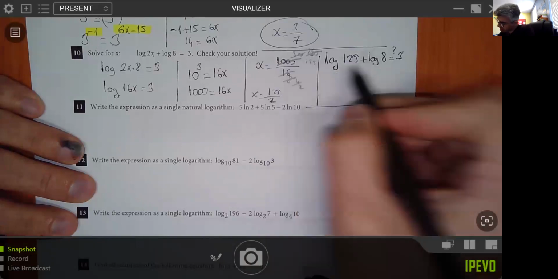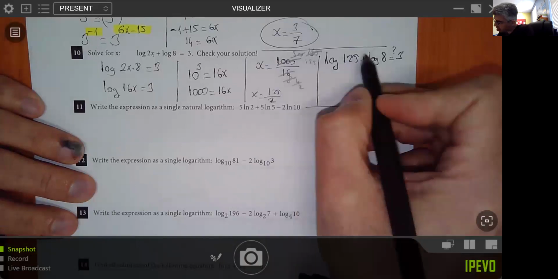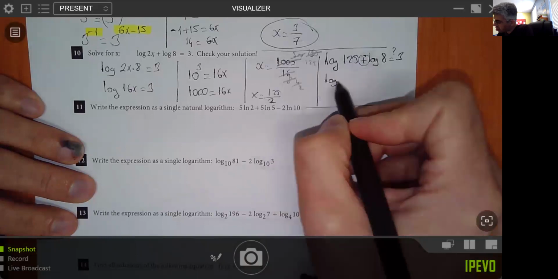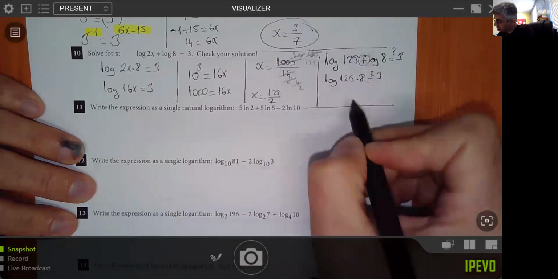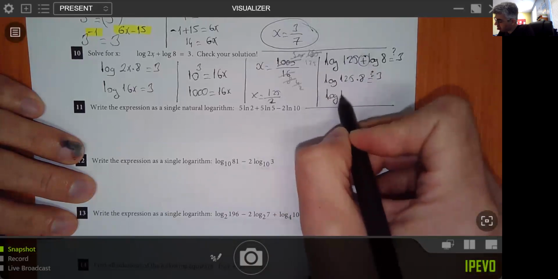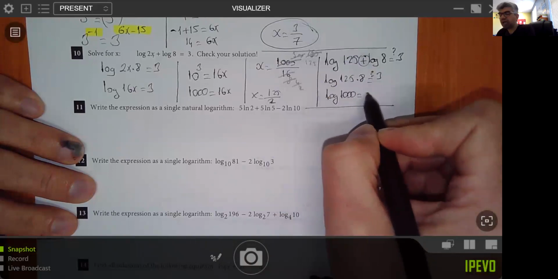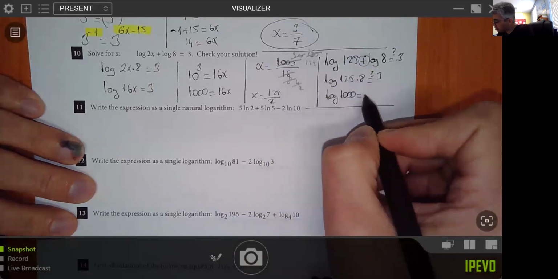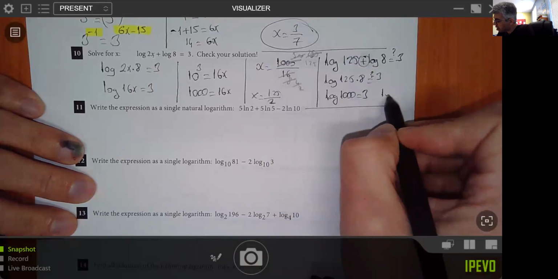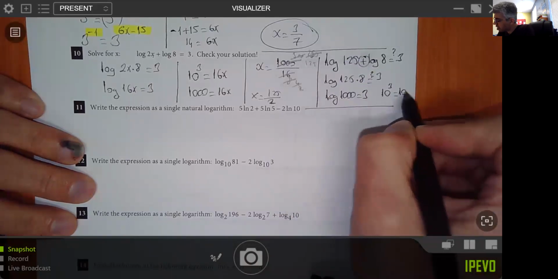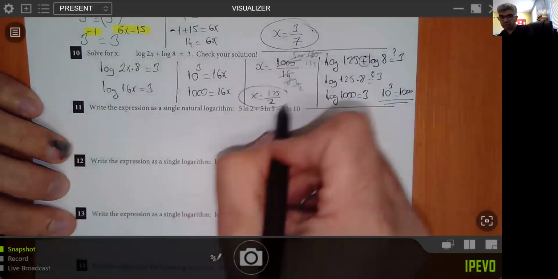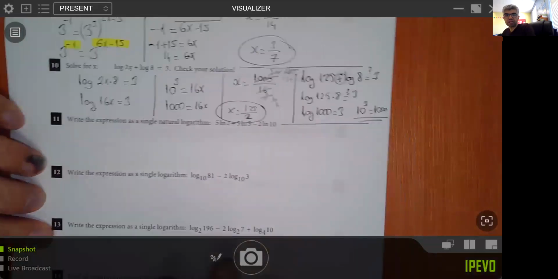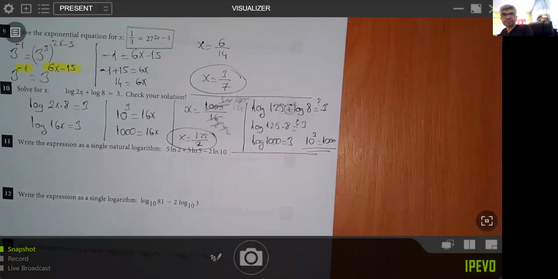Well, not necessarily. Since it is the addition, I can write log of 125 times 8 is equal to 3. That is log of 1000, because 8 times 125 is 1000, is 3. And if I write this as exponential, I have 10 cubed is equal to 1000. Yes, it's correct. So this is the answer. Is it clear?